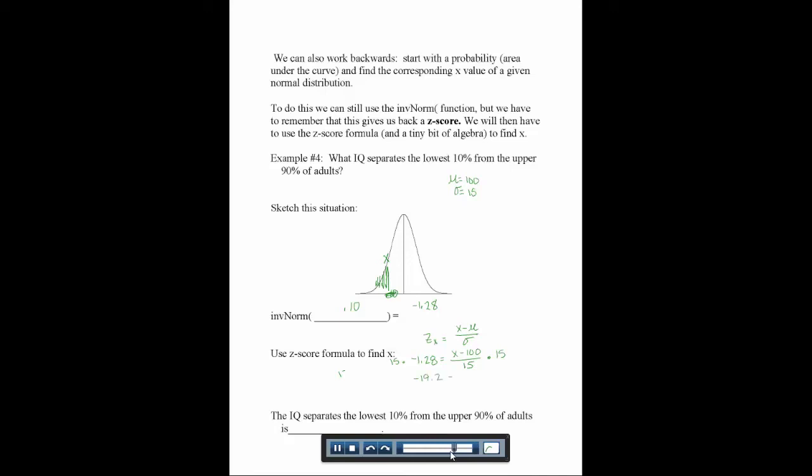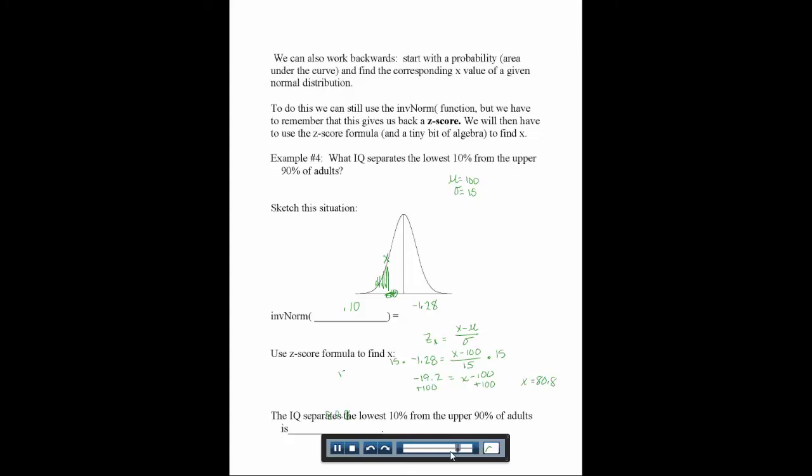So that's equal to x minus 100. And then to get x, we add 100 to both sides. So we get that x is equal to 80.8. That tells us that the IQ that separates the lowest 10% from the upper 90% of adults is 80.8. So when it's not just the standard normal where the mean is 0 and the standard deviation is 1, you have to do this little extra step of using the z-score formula to find the x value.